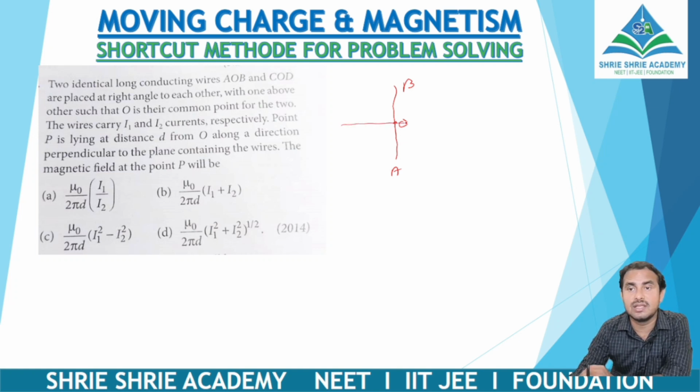Okay, let's imagine this COD perpendicular to AOB. O is the common center of the wires, right? Point P is lying at a distance d along the direction perpendicular to the plane. So you imagine d is perpendicular above it, right? The wires carry currents I1 and I2. So this carries I1 and this carries I2, right?